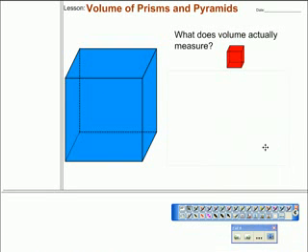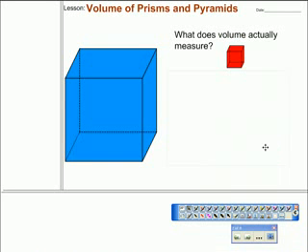Today and tomorrow we're going to study volume. Today we're going to start with prisms and pyramids. Tomorrow we'll go on to cylinders, spheres, and cones. So all the volume will be covered in 2 days. So any kind of volume.